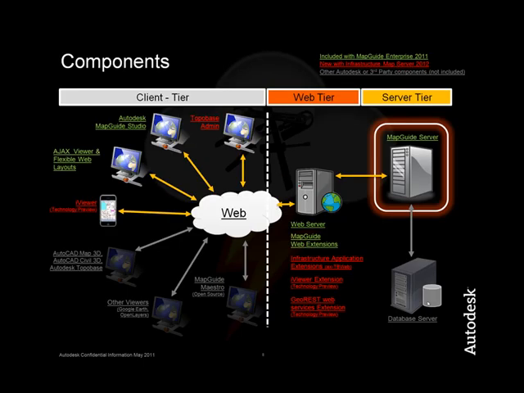Firstly, let's have a quick look at the various components that make up the extended MapGuide Enterprise environment. At the client tier, users can access the infrastructure data via different types of viewers, including Ajax Viewer, Fusion Viewer, and iViewer. Autodesk MapGuide Studio, or MapGuide Maestro for the open source map option, is a tool for authoring. At the web tier, besides the MapGuide Web Extension, there are also other extension components, such as the Infrastructure Application Extension, iViewer extension, and the GeoREST web service extension. MapGuide Server is the one handling all geometry processing. It is on the server side.